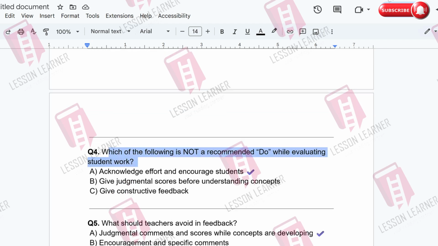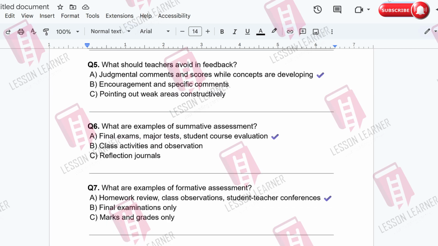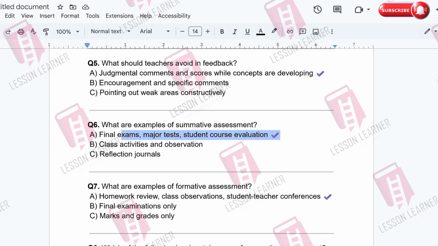Which of the following is not recommended? Do, while evaluating student work, acknowledge effort and encourage students. What should teachers avoid in feedback? Judgmental comments and scores while concepts are developing. What are examples of summative assessment? Final exam, major test, student course evaluation.